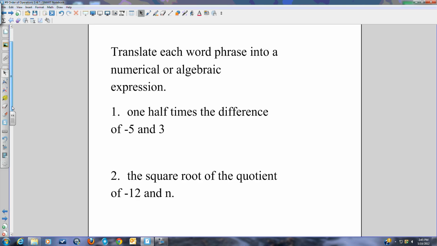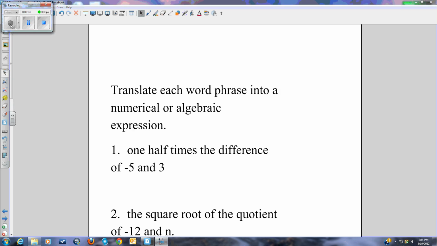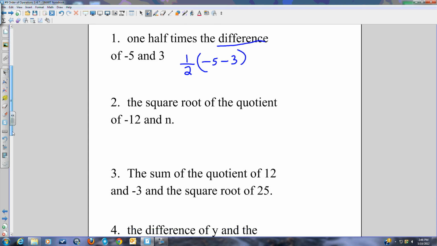Translate each word phrase into a numerical or algebraic expression. All right, so we want to do 1/2 times the difference of negative 5 and 3. Well, the difference of negative 5 and 3 means negative 5 minus 3. And if we want to take half of that, we're going to have to take half of that entire expression. So we're going to need parentheses around it, and we're going to multiply it times 1/2. Now, I'm not asking you to simplify it, I'm just asking you to write the expression.